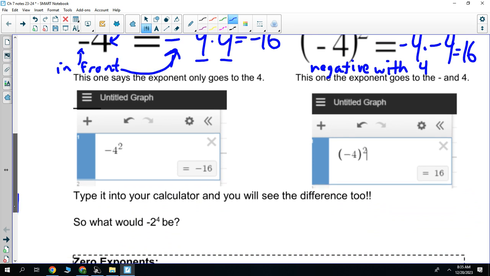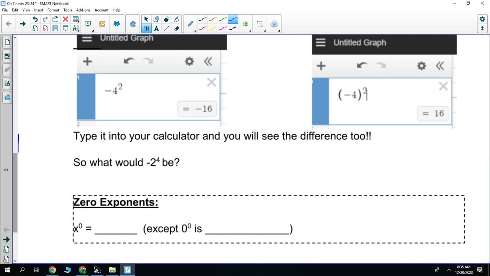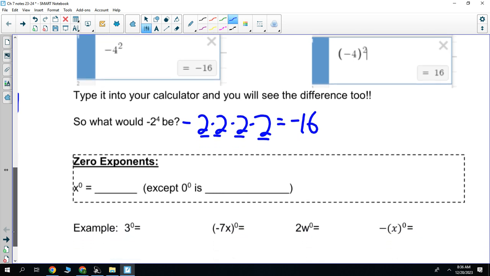Okay, so it says, what would negative 2 to the fourth be? That would be 2 times 2 times 2 times 2 with a negative in front. So you're going to multiply all those twos together and then put the negative sign in front. So 2 times 2 is 4, times 2 again is 8, times 2 again is 16, so this would become negative 16.